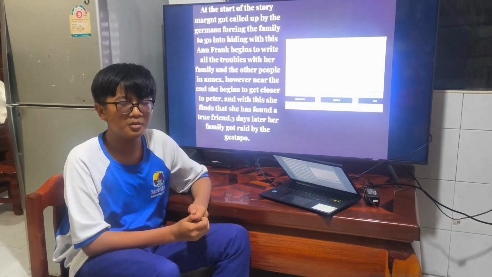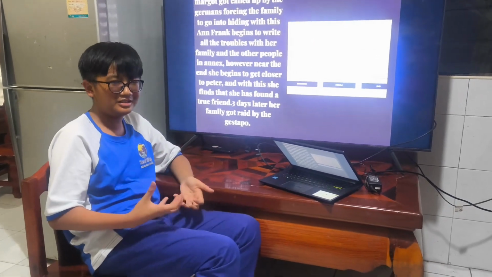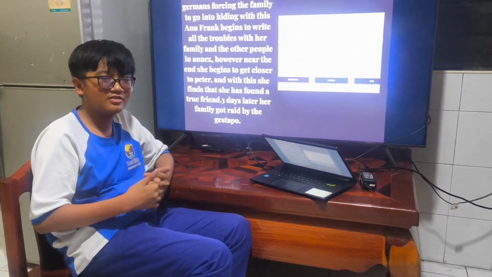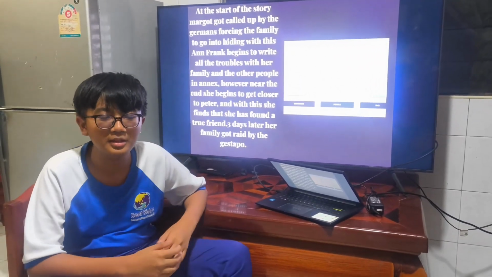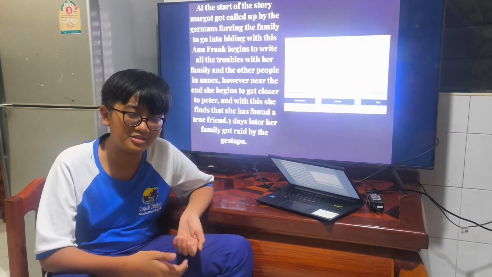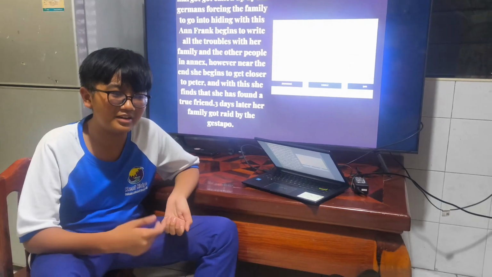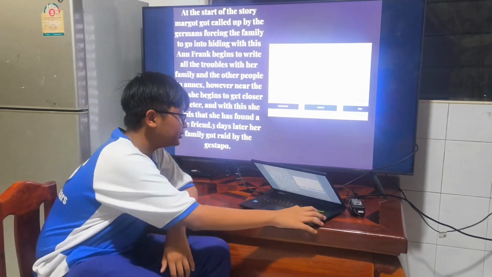However, the most depressing part about it is that if she had lived just 15 more days, the Americans would have already liberated her concentration camp, allowing her to survive. Both her sister and her could have survived.